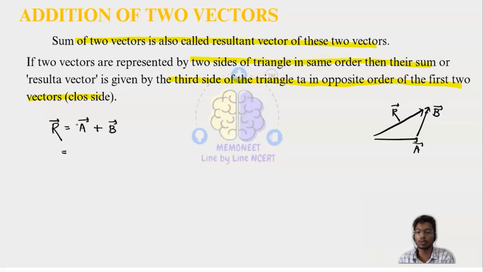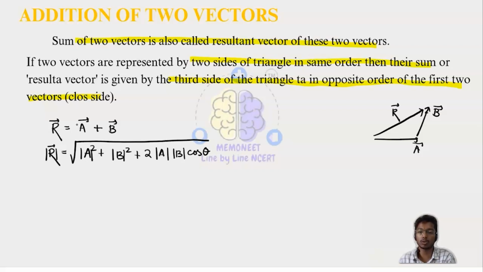So the magnitude of the resultant vector is equal to the square root of a magnitude squared plus b magnitude squared plus 2 times a magnitude into b magnitude cos theta. So this is how we can find out the magnitude of the resultant vector, and here theta is the angle between the two vectors.